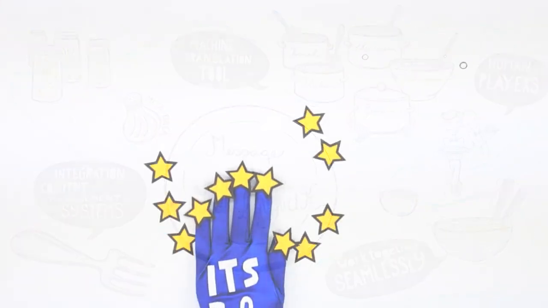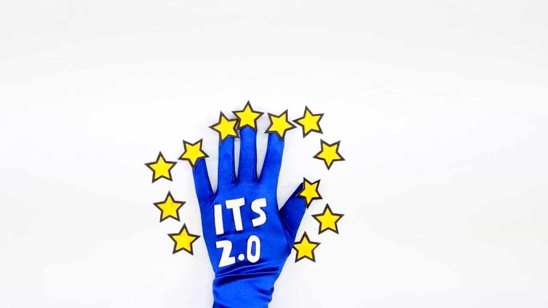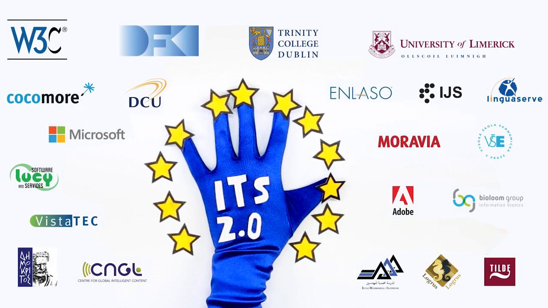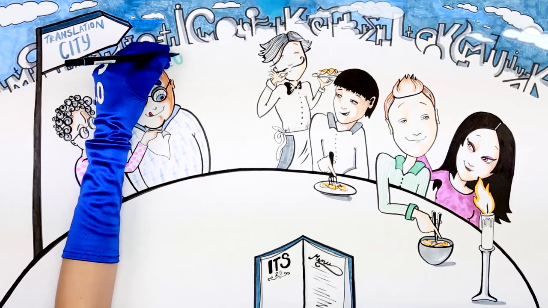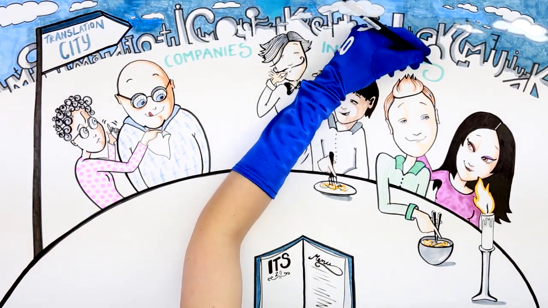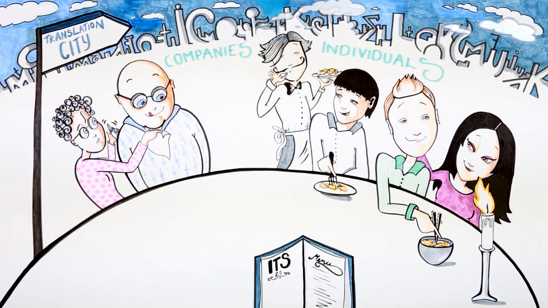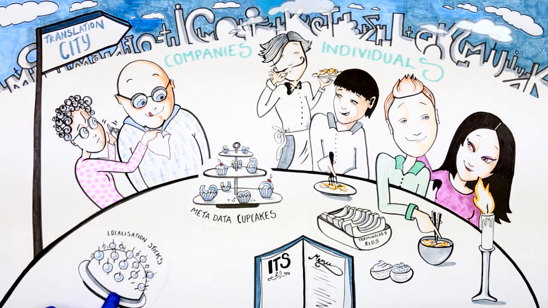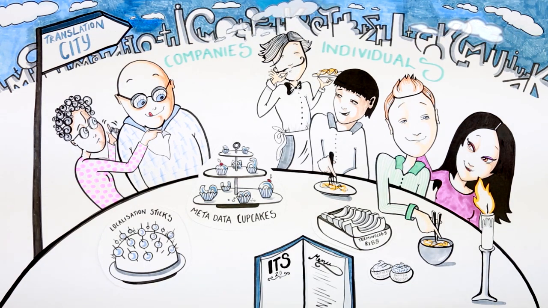The European Commission supported the development of ITS 2.0. ITS 2.0 was created in an international effort by the companies involved in the Multilingual Web Language Technology Working Group at the World Wide Web Consortium. We had the right people involved to build this standard. Today, companies and individuals are starting to take advantage of the opportunities offered by ITS 2.0. They are building the tools needed to bring everyone to the same table, where they understand each other and can cook a lot of delicious translation meals together.